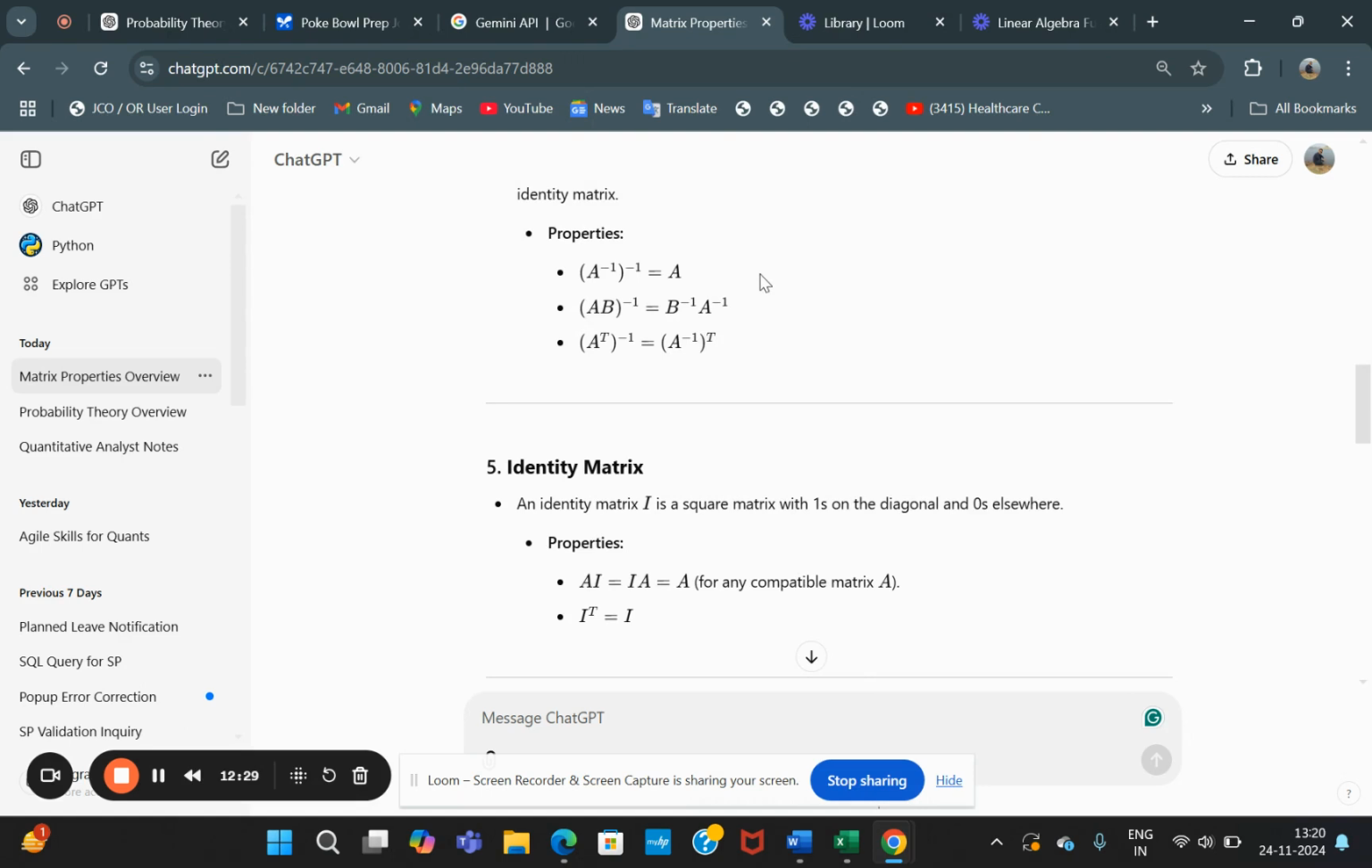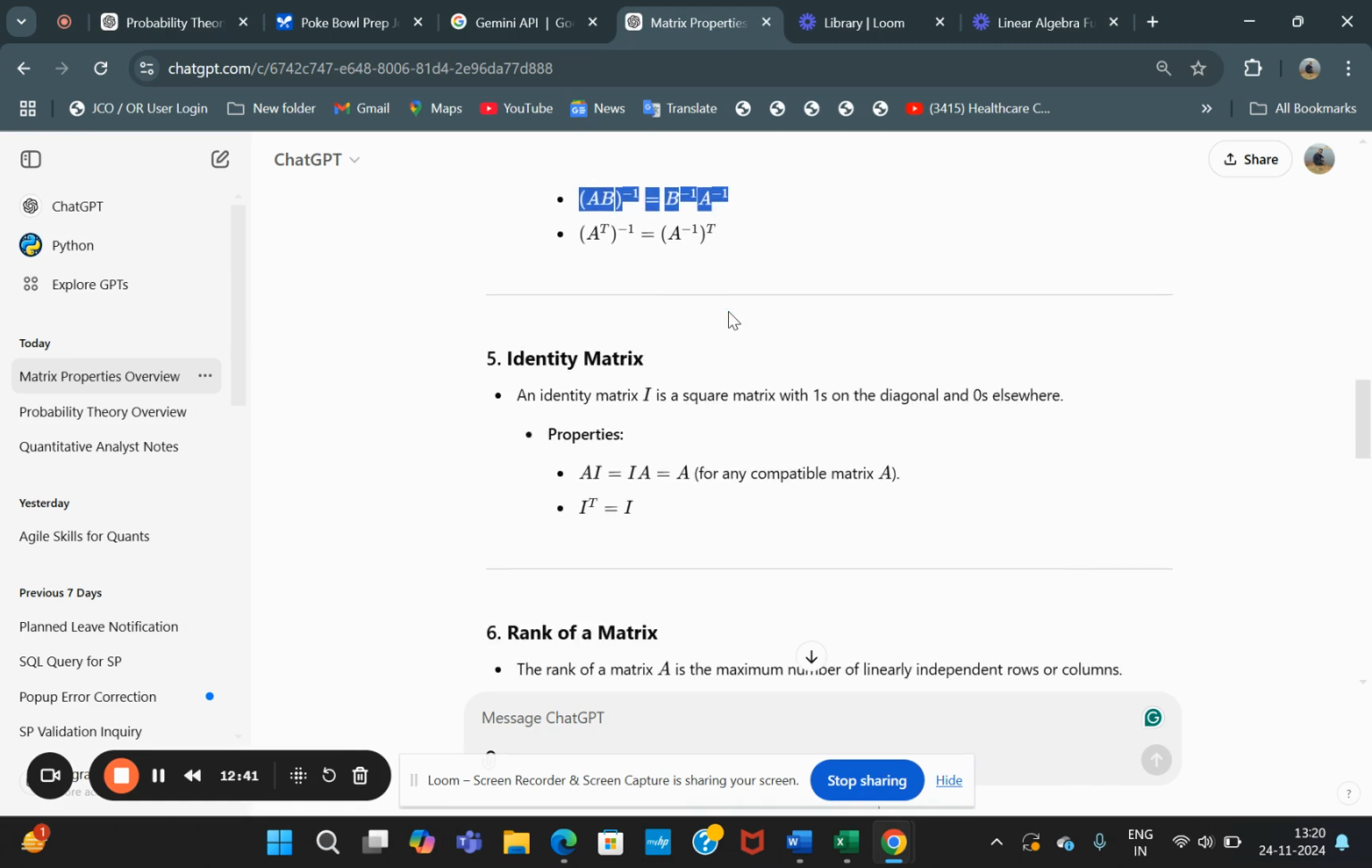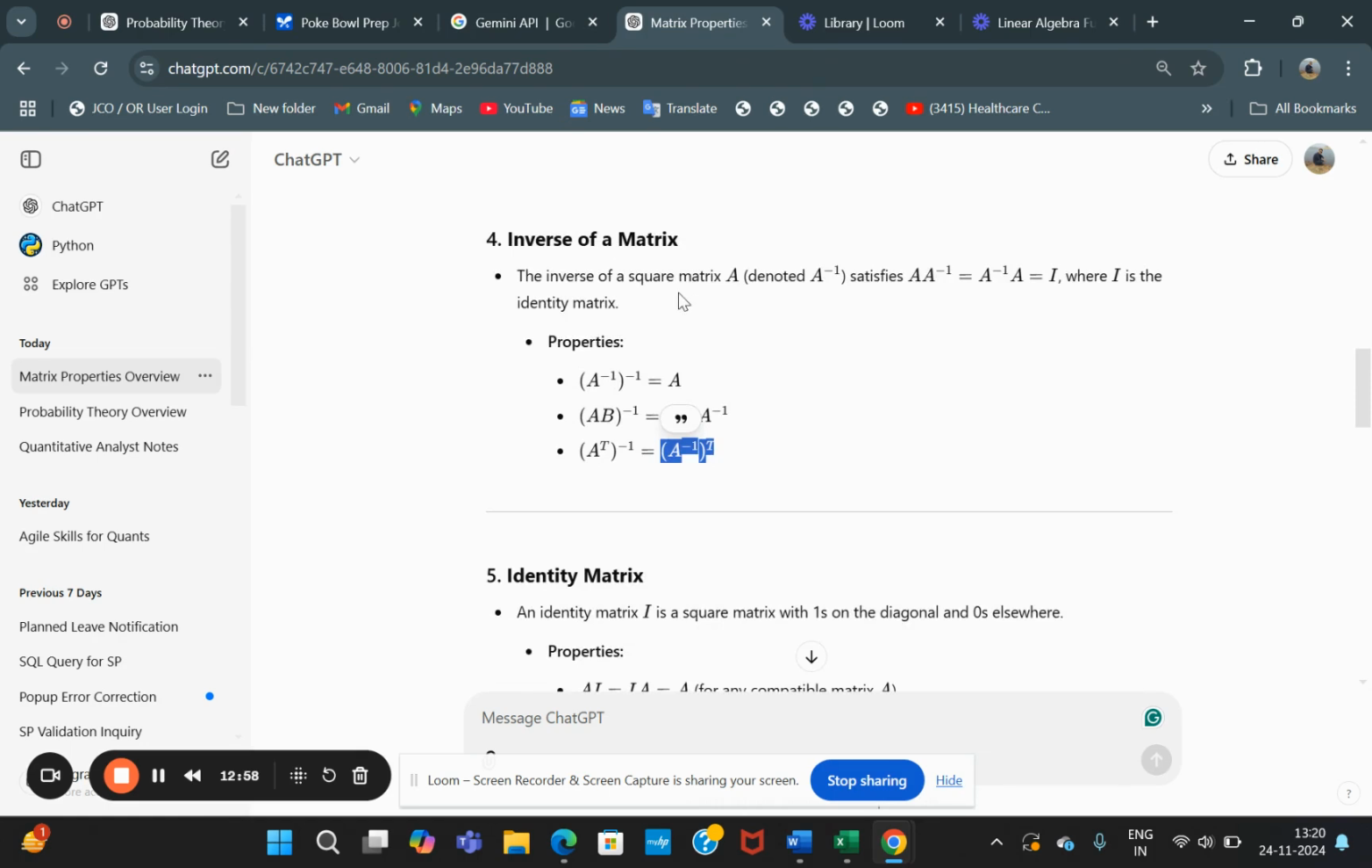If you have two matrices A and B, and you consider the product of these two matrices and take their inverse, then you will get the answer as B inverse into A inverse. So these are also properties of the matrix. And if we consider the transpose of matrix A and take its inverse, then we will get the inverse of A and then its transpose. So that is another inverse of matrix property.